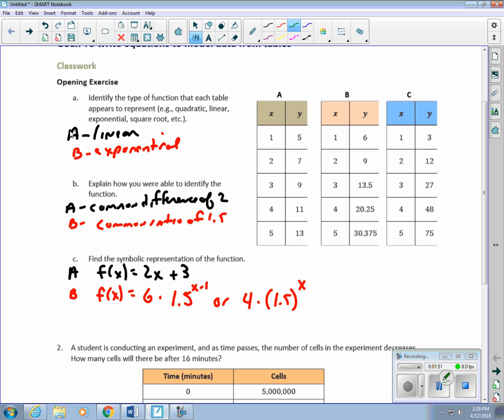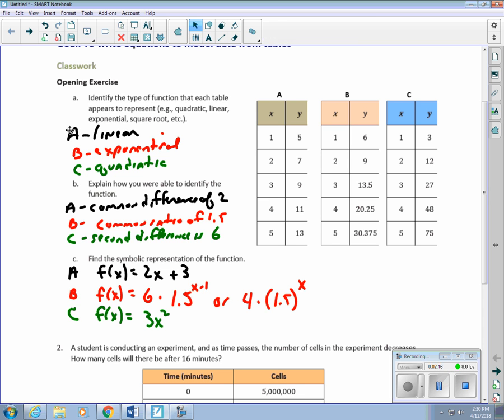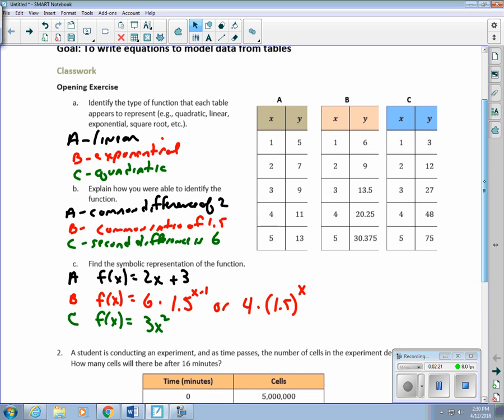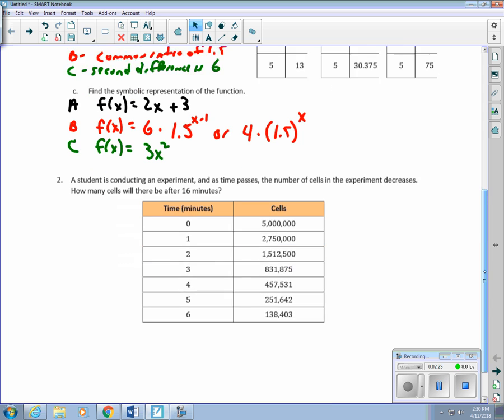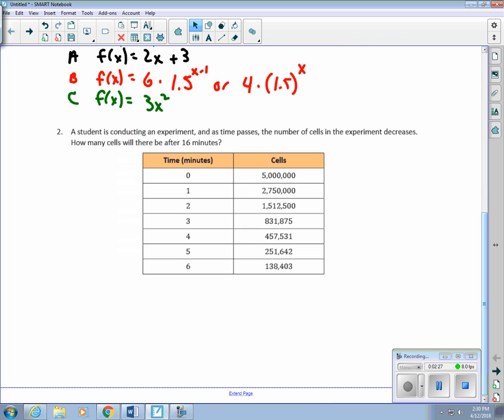And C is quadratic. And the reason is our second difference is 6. Okay? And when we would work through this, we'd find that f of x equals 3x squared. Okay? We would use one of our strategies of plugging in points to figure out our values of a, b, and c. All right.